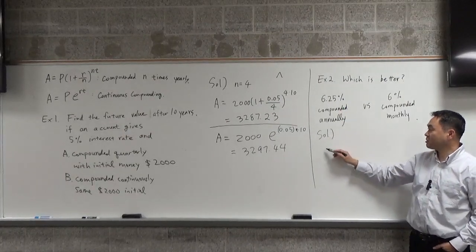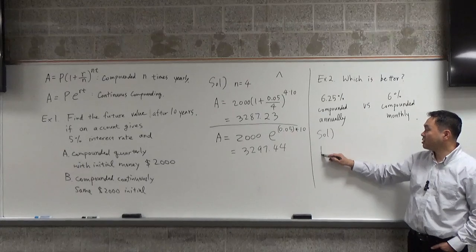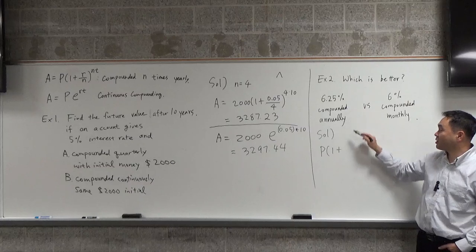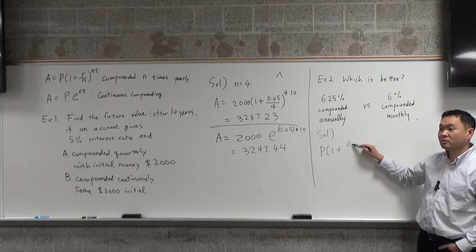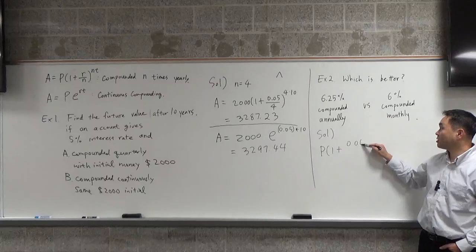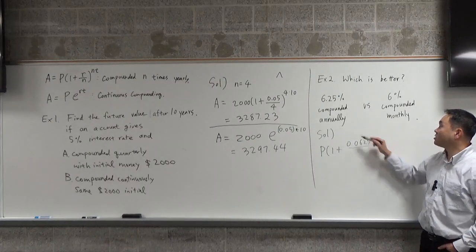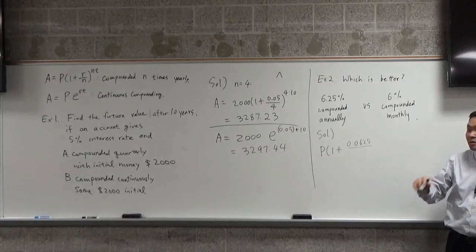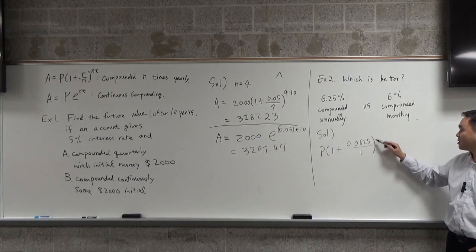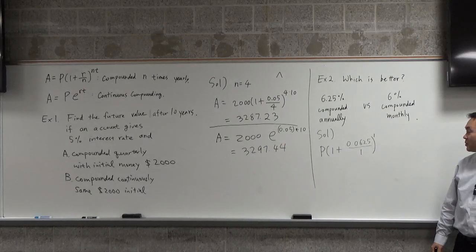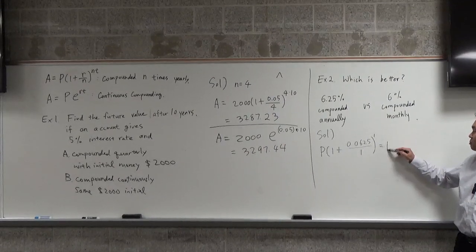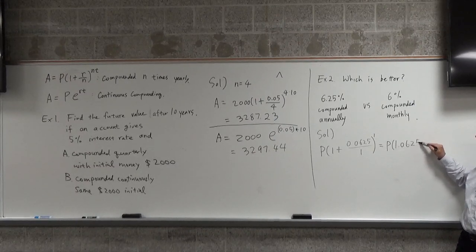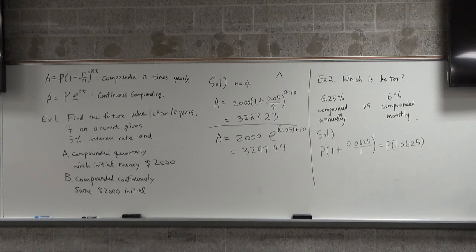If you go with this, what happens after 1 year? P times 1 plus R. What's the R value? 0.0625. What's the N value? Annually. What does that mean? Only once a year, right? So N is 1, and let's just do it for 1 year. So that's like P times 1.0625. That's what happens after 1 year.